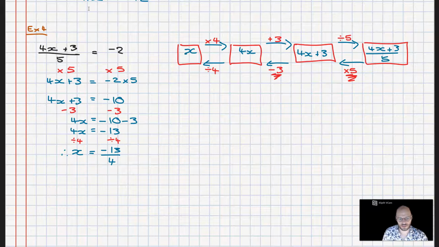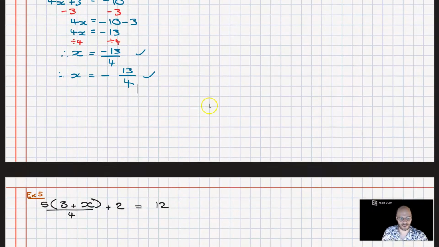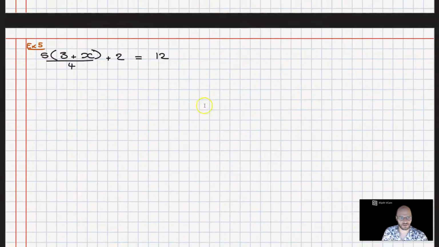Now 13 is a prime number, so if we divide 13 by anything we're going to get an irrational number here. So we can simply leave this as the answer of negative 13 over 4, or if we want to go for a cosmetic change then we bring the negative out front and go minus 13 over 4. Really doesn't matter which one you go, but that's as far as I'd take it. Now going down we have example 5.